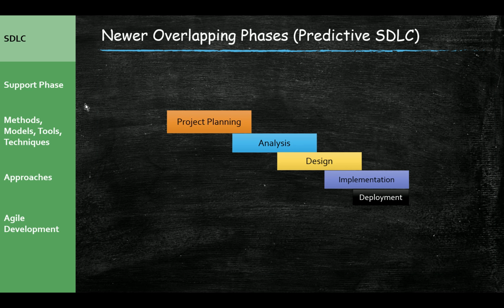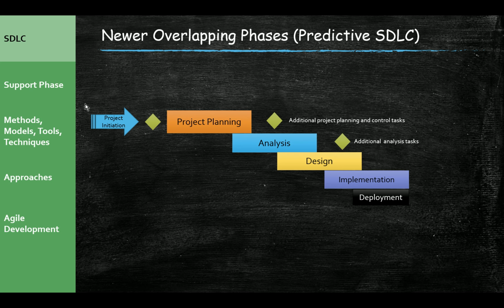A newer approach is predictive SDLC with overlapping phases. So you can do a predictive SDLC, but with overlap, where you initiate the project, you start to do some planning, and then partway through the planning, you start your analysis.